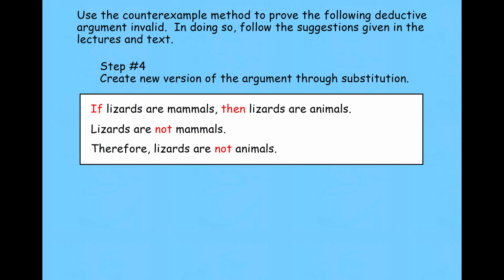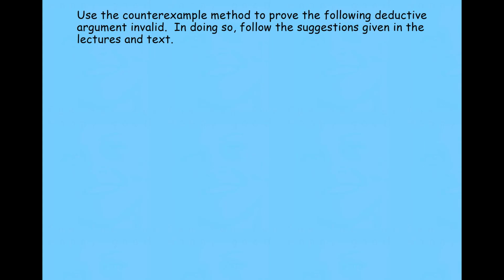So now I've got a version of the argument, a substitution instance, that makes it manifest that it's possible for the premises to be true and the conclusion to be false, and therefore all versions of that argument are going to be invalid arguments. Let's try another example.